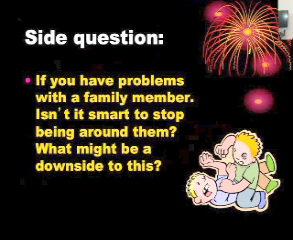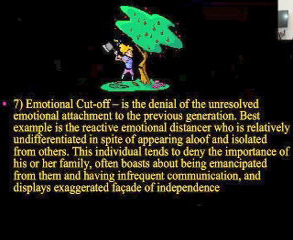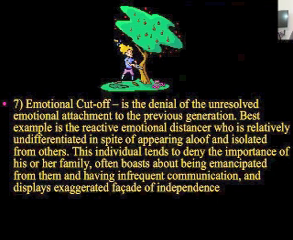Bowen suggested that there were some downsides to this. He talked about emotional cutoff. This is the denial of unresolved emotional attachment to the previous generation. But the best example is the reactive emotional distancer, who is relatively undifferentiated in spite of appearing aloof or isolated from others. This is the kind of person who might talk about how independent they are, boast about being emancipated from their family, and having really infrequent communication.